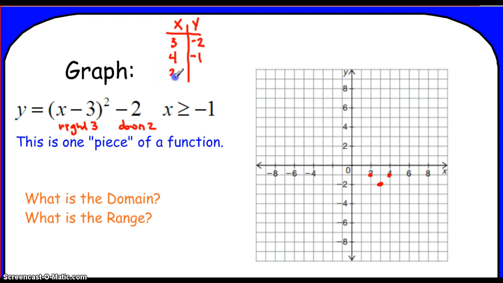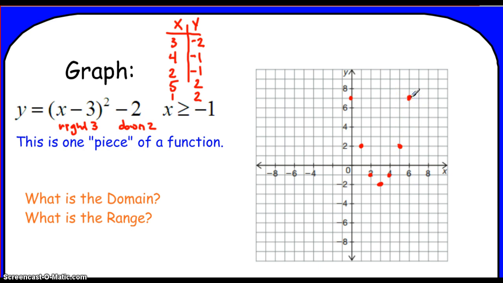There'd be a point again at 2, -1. I could plug in 5. 5 minus 3 is 2. 2 squared is 4. 4 minus 2 is 2. So at 5, I'm up at 2. If I plug in 1, I get the same thing. If I plug in 0, 0 minus 3 is -3, squared is 9. 9 minus 2 is 7. So I have a point way up here, which means at 6, I'd have a point way up here.